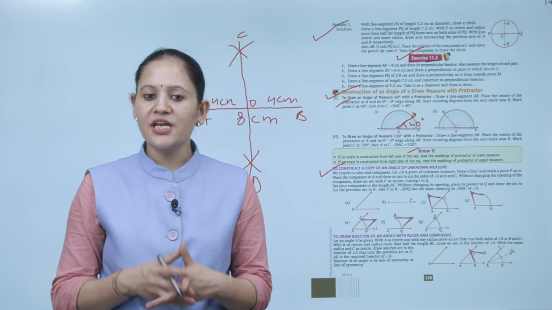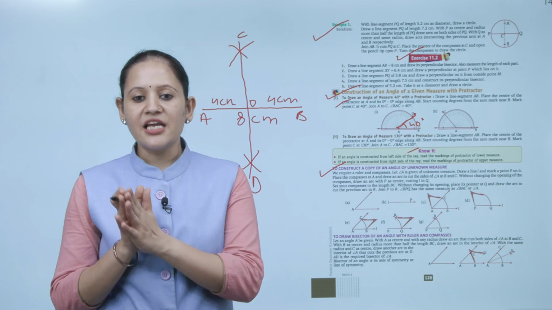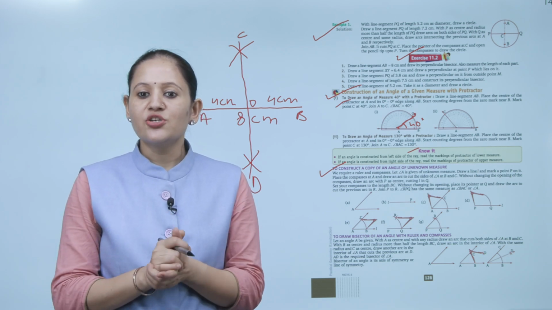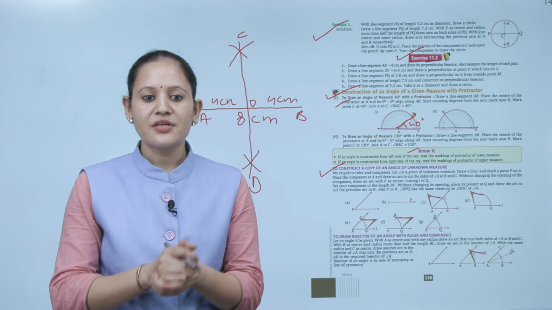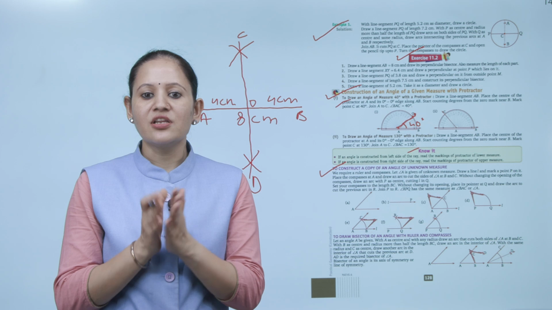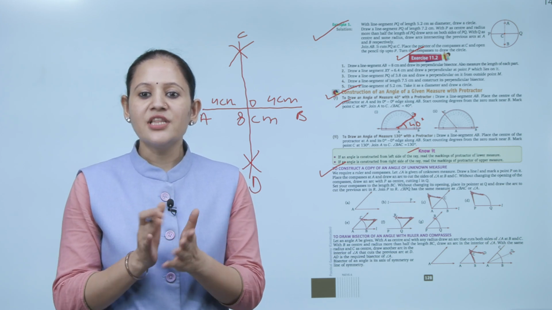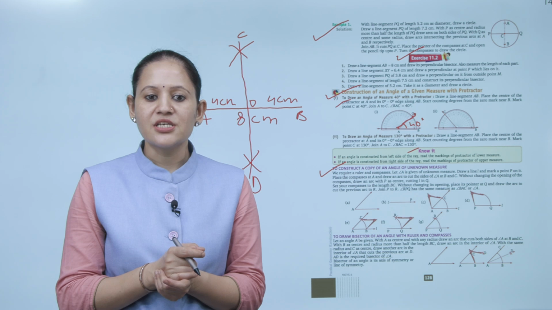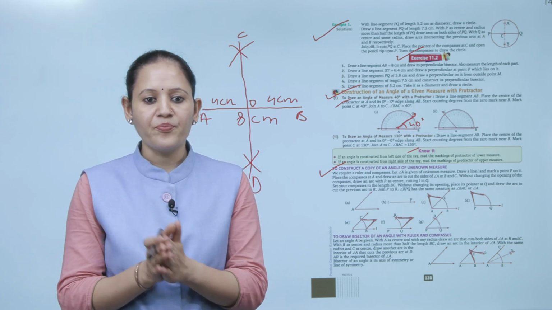So we require a ruler and compass. Let angle A be the given angle of unknown measure. Angle A, whose measurement we do not know. Draw the line L and mark a point P on it. Now place the compass at point A and draw an arc that cuts the sides of angle A at B and C. Without changing the opening of the compass, draw an arc with P as a center, cutting L at Q.